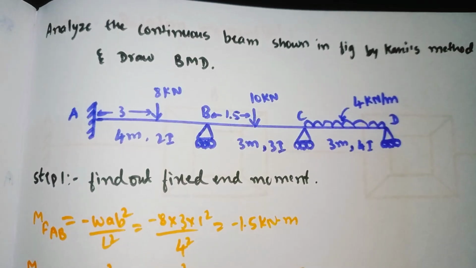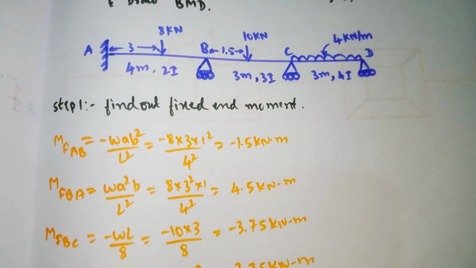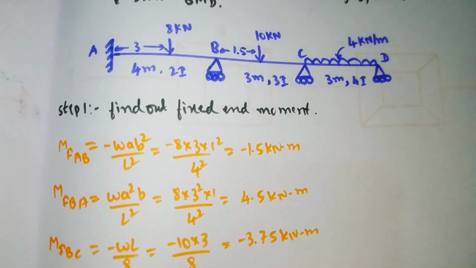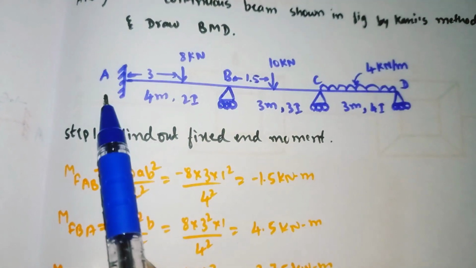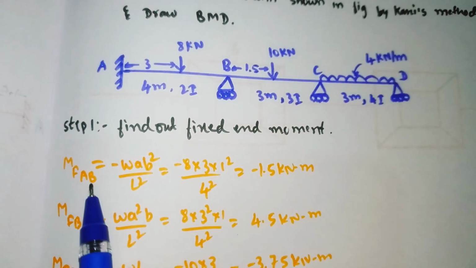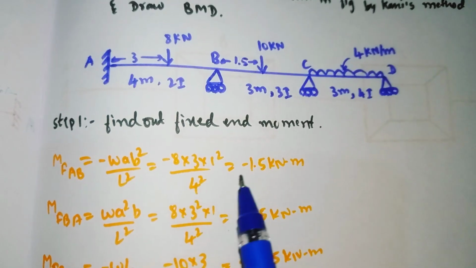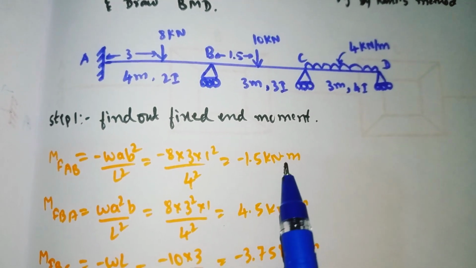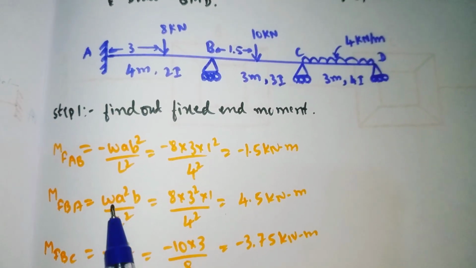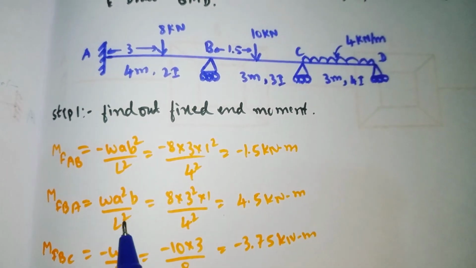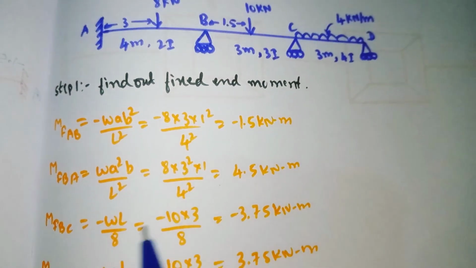As usual, our first step is to find out the fixed end moment. We have already calculated this fixed end moment in the slope deflection method as well as the moment distribution method. For span AB, we have the formula MFAB is equal to minus W A B square divided by L square. Substitute all the values, it will come out as minus 1.5 kilonewton meter. Similarly, for MFBA, we have the formula W A square B divided by L square. Substitute all the values, it will come out as 4.5 kilonewton meter.